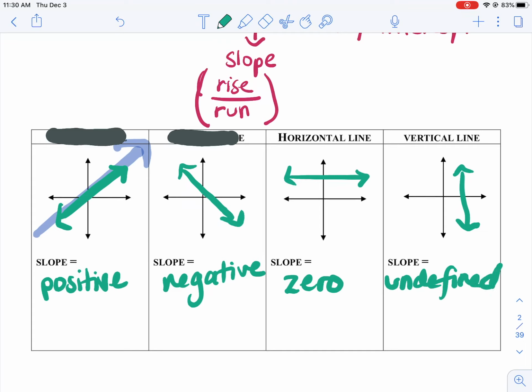Oh my gosh, hold on guys, this is not a very good undefined vertical line. Let me use the magic of the iPad. There we go. Okay, so make sure you have those sketched on. I will give you a minute to make sure.